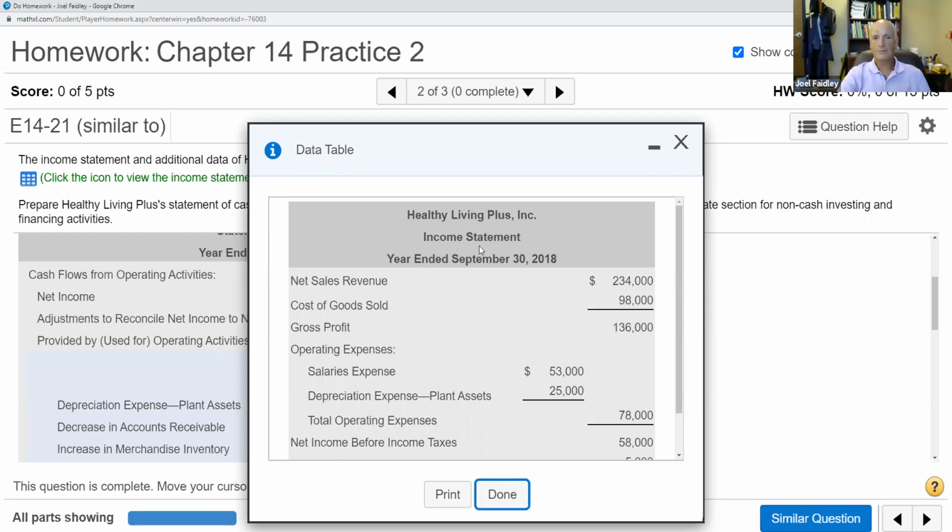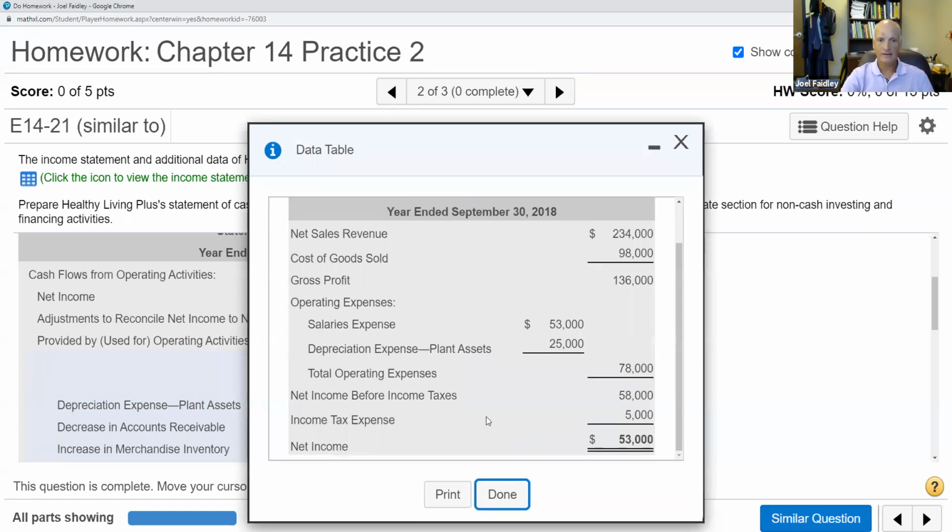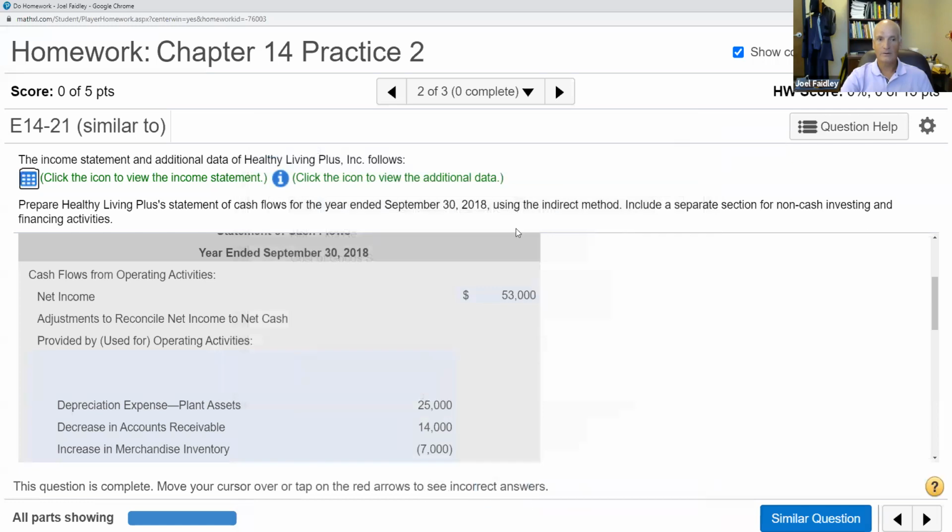All right, so we've got our income statement, a full income statement like you would have in business. And you see the net income there. What else are we looking for? We're looking for depreciation. There's 25,000. So there's 53. Add back 25, and I don't see any gains or losses. All right, so we're done with that one table, aren't we? So there's my 53 plus the 25.